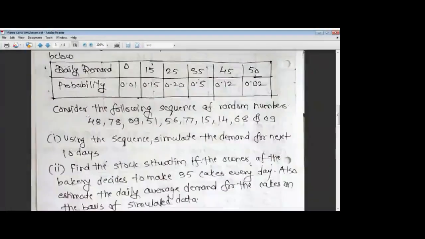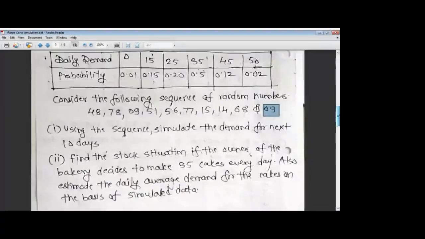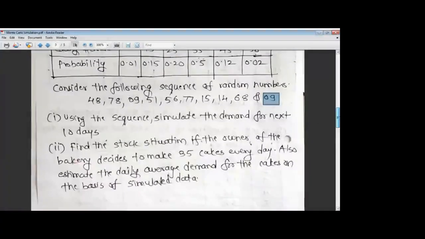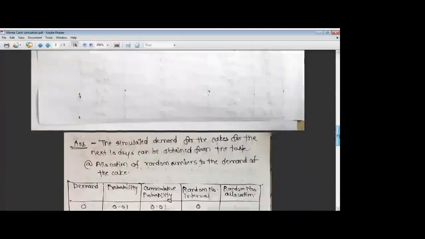48 is for the first day, 78 for the second, 9 for third, 51 for fourth, 56 for fifth, 77 for sixth, 15 for seventh, 14 for eighth, 68 for ninth, and 9 for the 10th day respectively. So all these are the random numbers associated with their respective days.